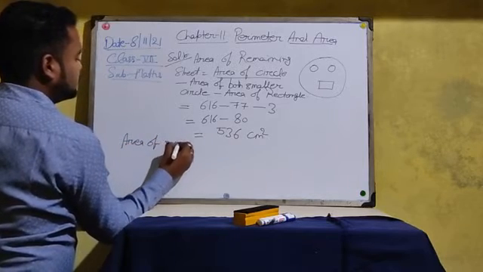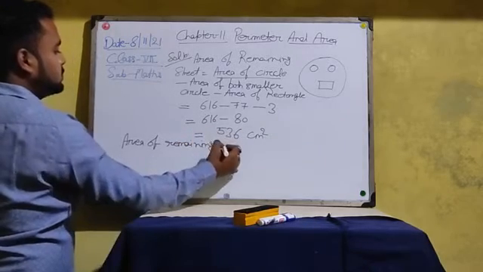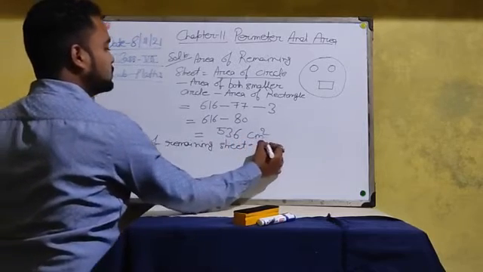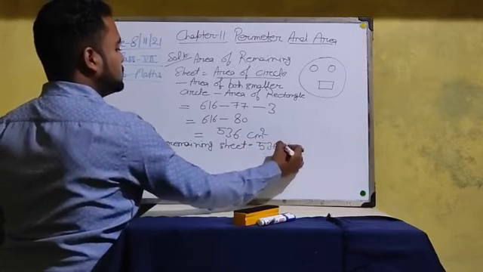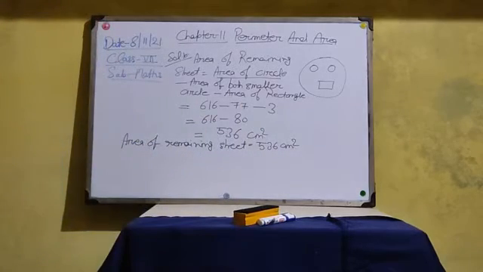Area of remaining sheet is 536 centimeter square. Note it down.